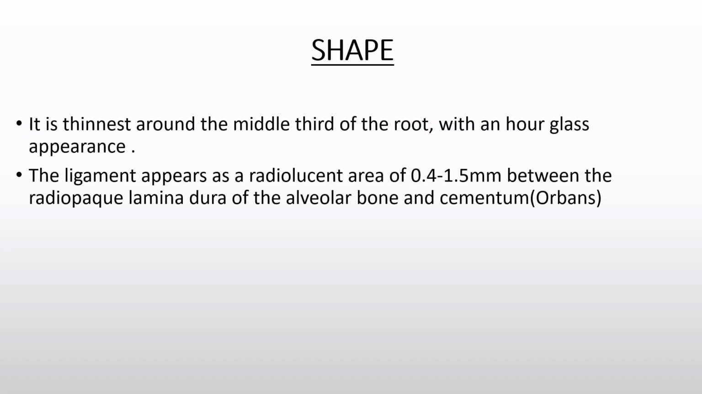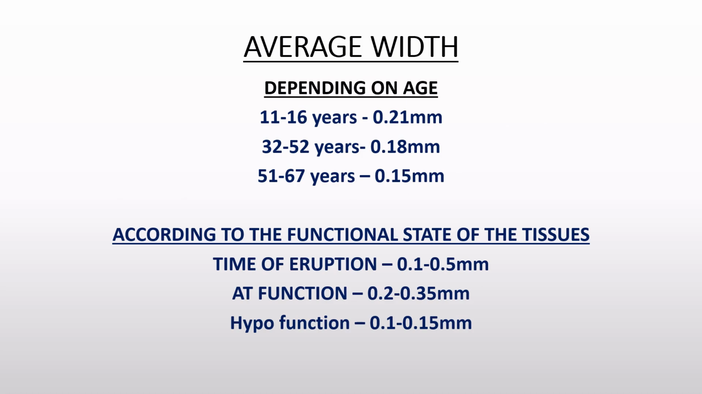Coming to the shape of periodontal ligament, it is thinnest around the midsection of the root with an hourglass appearance. The ligament appears as a radiolucent area of 0.4 to 1.5 mm between the radiopaque lamina dura of the alveolar bone and the cementum. The average width of the periodontal ligament varies depending on the age and according to the functional state of the tissues.